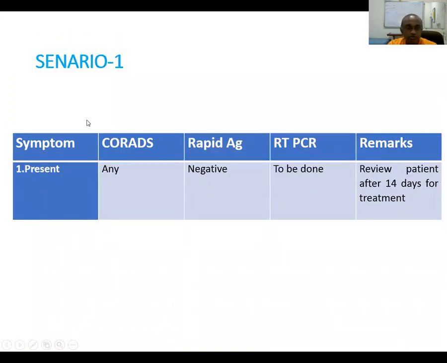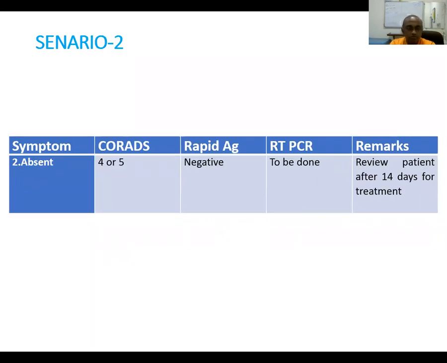Scenario one: when a patient comes with COVID symptoms, you just evaluate the HRCT. If the HRCT shows any CO-RADS and the rapid antigen is negative, you should go for the RT-PCR test, because the rapid antigen can be falsely negative. If there is any CO-RADS with symptoms, go for the RT-PCR test, and review the patient after 14 days. If the RT-PCR is also negative, it is better to wait for 14 days and then take the treatment.